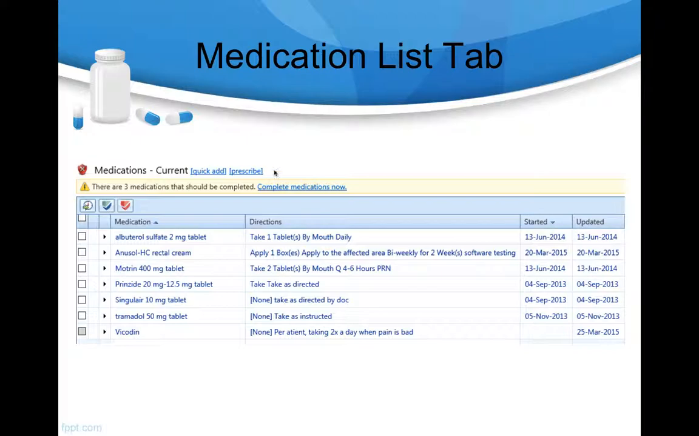I would not worry about the direction of the medication as much, because you don't really have to know, and you're not assessing how they're taking it. You're assessing what medication they are taking.